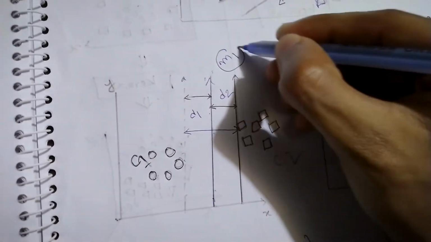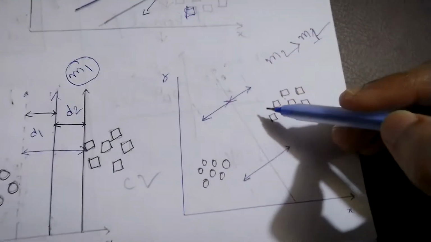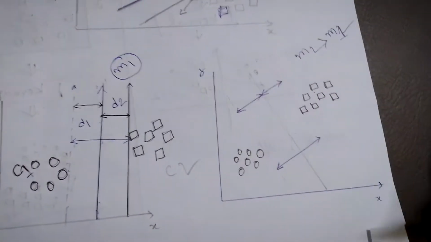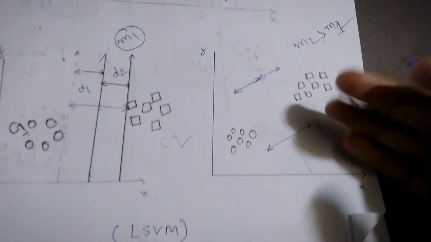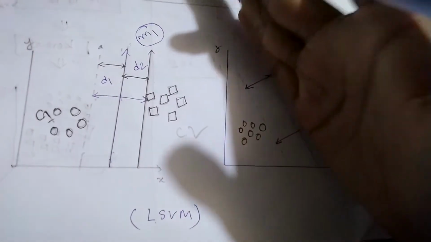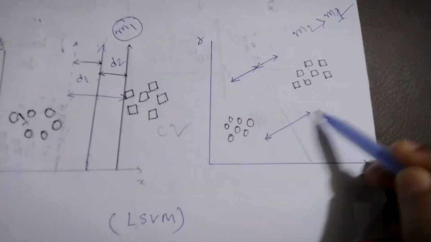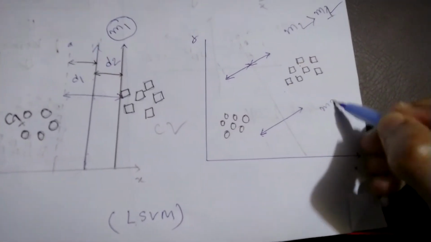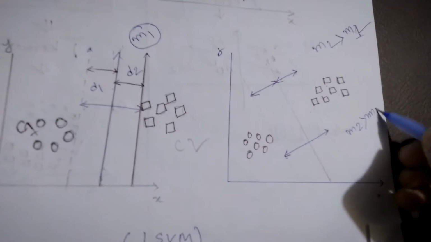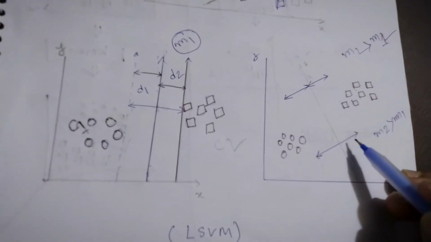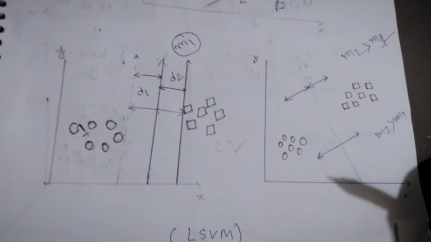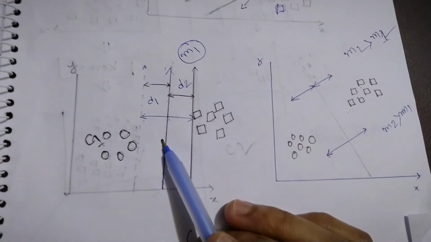Suppose this margin is m1. Here our line is the same, but look at the position, it is at an angle, though it is still straight, so there is less margin here compared to this margin. This margin is way better, so m2 is way better than m1. This margin is higher, so that we can classify the data more perfectly and more properly compared to this.